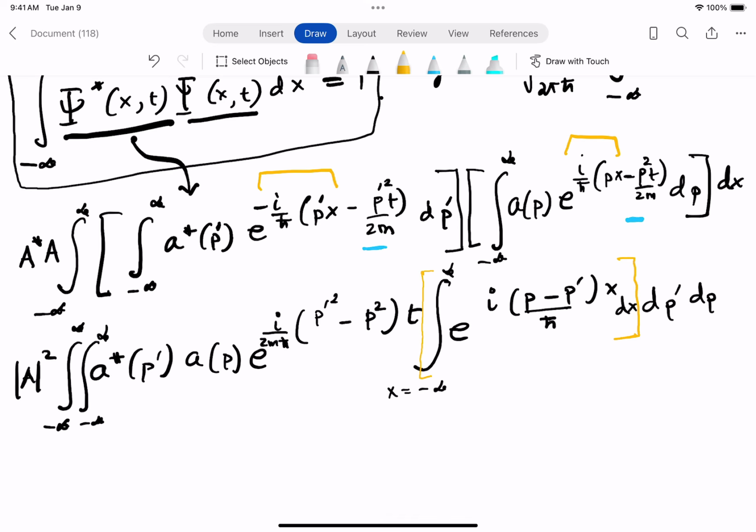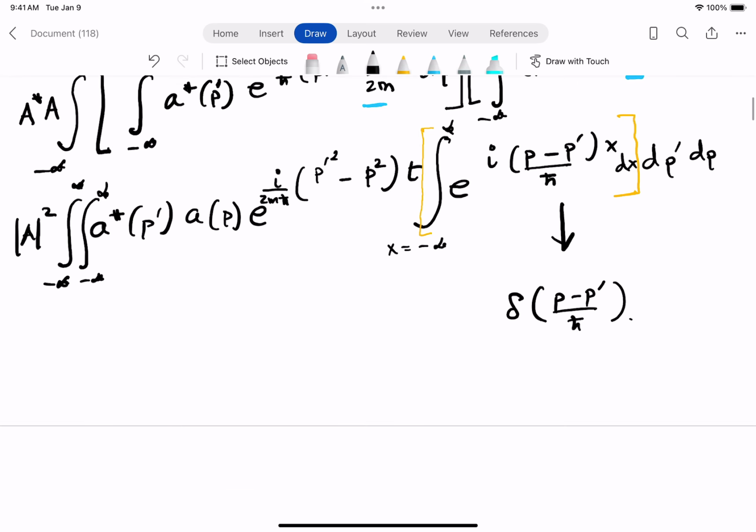Okay, now that I do this, you can immediately recognize what this is. This is nothing but delta of (p minus p prime) divided by h bar. Now, delta of p minus p prime is 2 pi times delta of (p minus p prime) over h bar. So this is the integral representation of the delta function. Just take a look at the integral representation of the delta function formula, and you will see that this is exactly what that is.